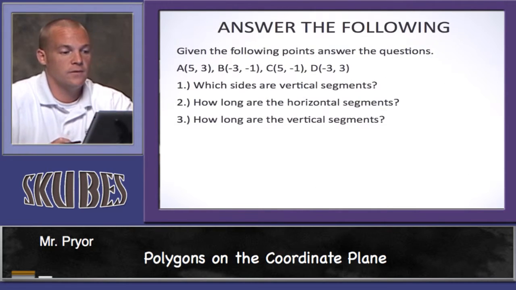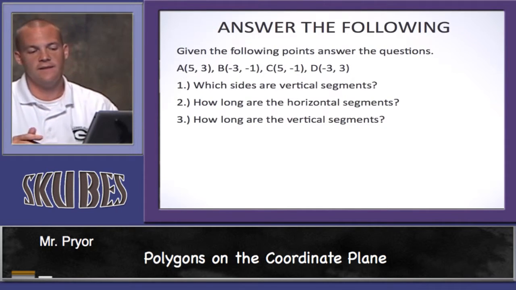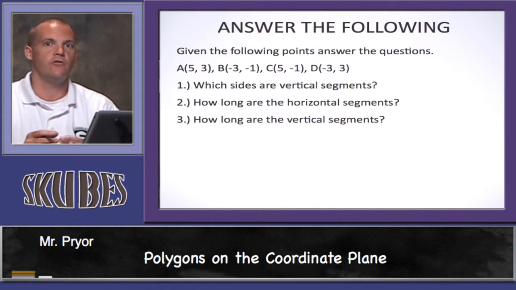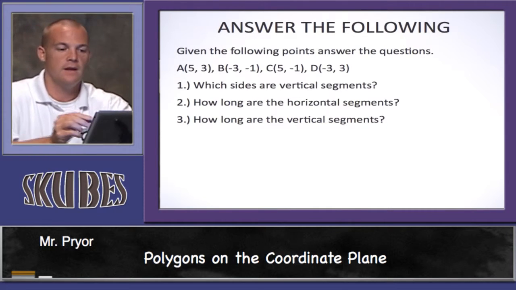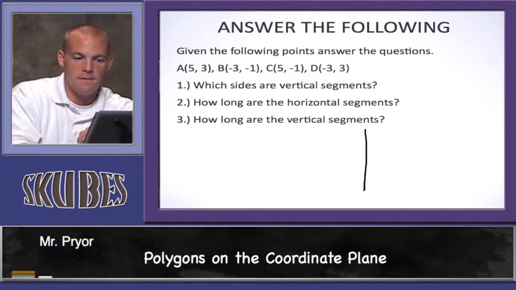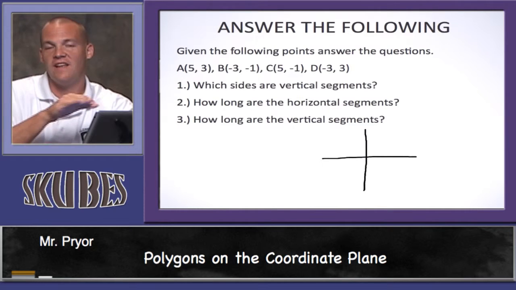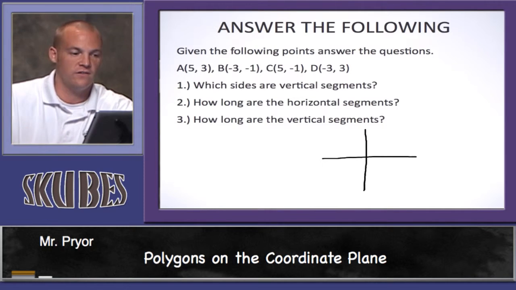So a couple more examples here. It says, given the following points, answer the questions. Which sides are vertical segments? Well, to do this, I would just quickly draw a coordinate plane and sketch out approximately where these points are. It's kind of like estimating. You don't have to be perfect here, but you can tell a lot by just sketching it out, and you'll be able to easily answer the questions.